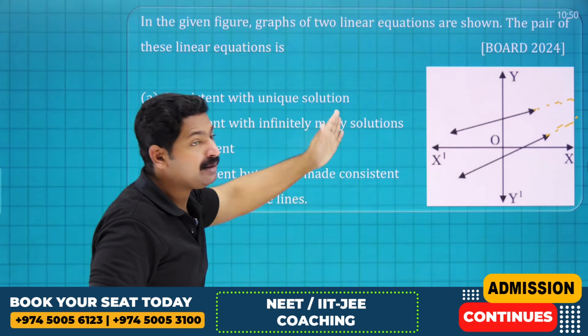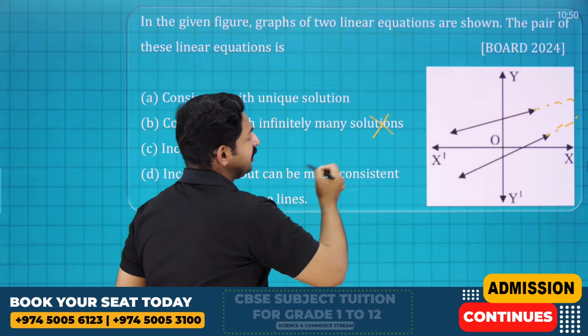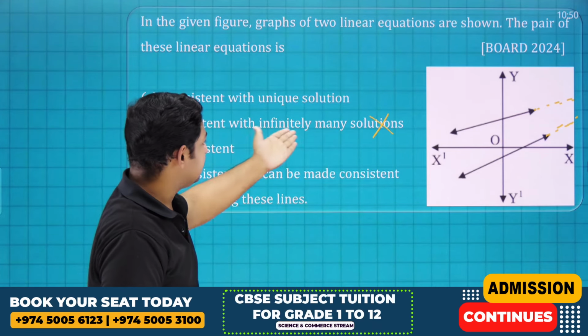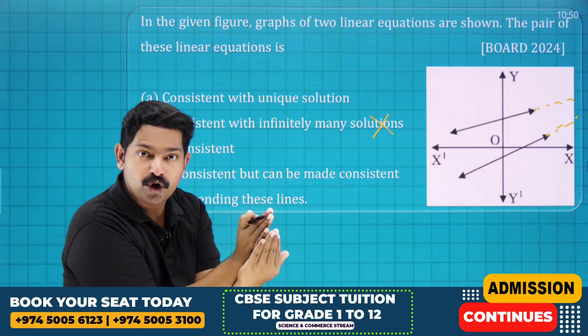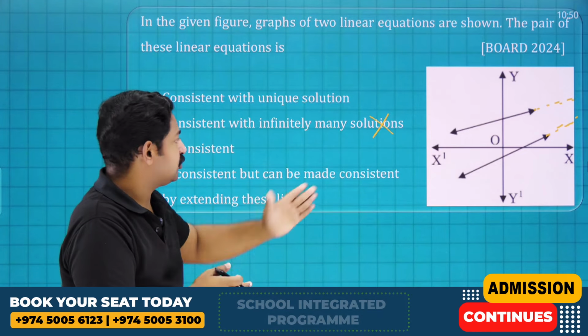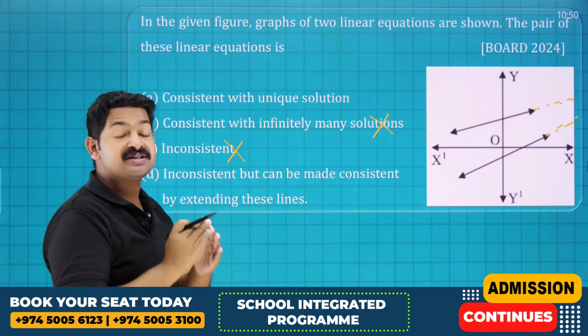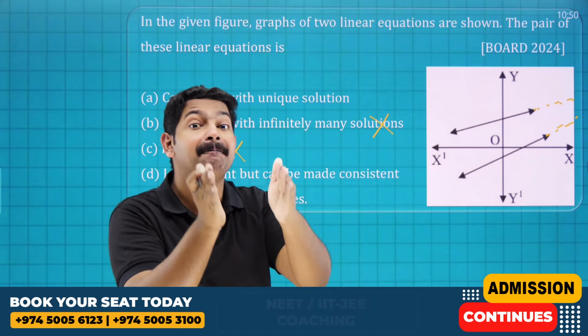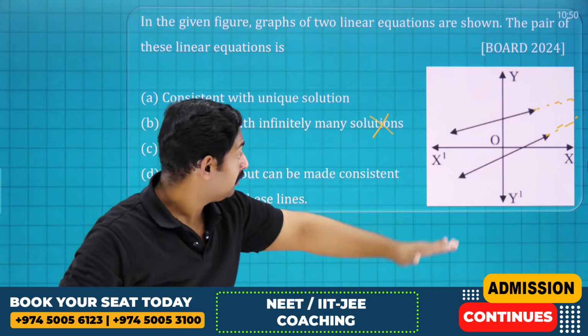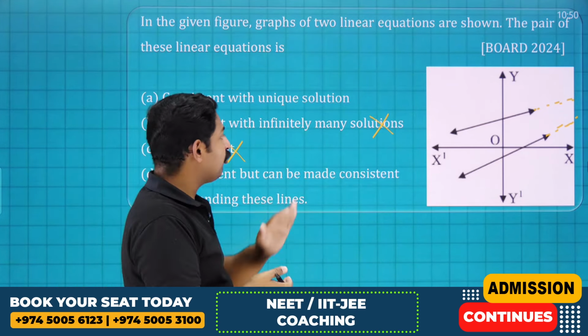Consistent with the infinitely many solutions. This one we can't take. It can be avoided because if there are infinitely many solutions, the graphs must coincide, but it is not happening here, so we can avoid this one. Inconsistent can also be avoided because inconsistent means the graphs should be parallel. There is no solution, but here the graphs are not parallel, so we can avoid that also.